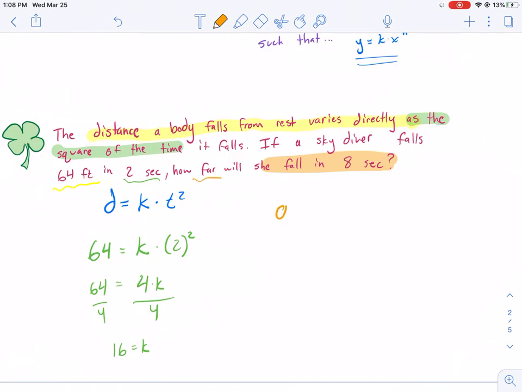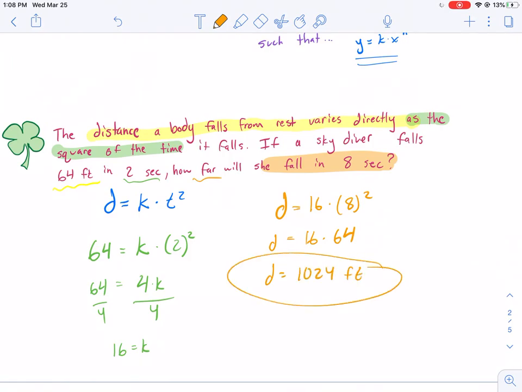Now we're trying to find how far, so we're looking for the distance. We already found k in the previous step, I forgot to mention that. So d equals 16 times t squared. We're looking for 8 seconds. Make sure you follow order of operations here: you square 8, then multiply that by 16. I think we should get 1,024. Let me double check that. 64 times 16. Yep, we get distance equals 1,024 feet.